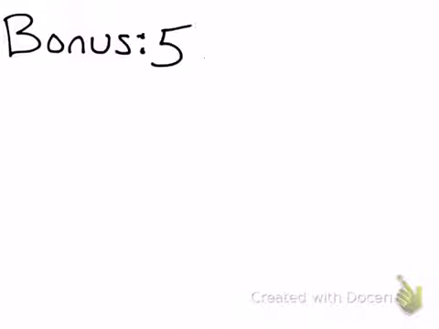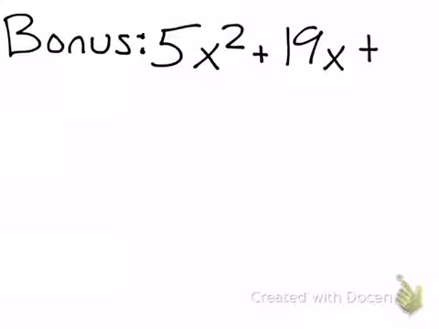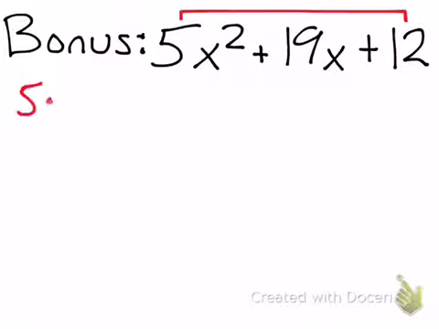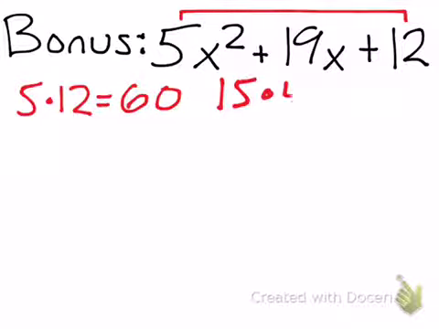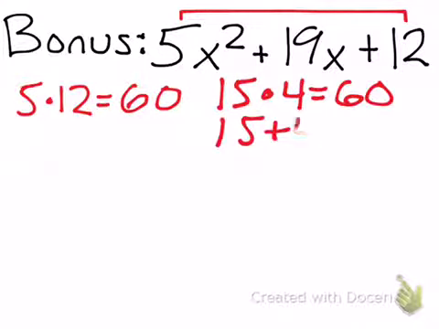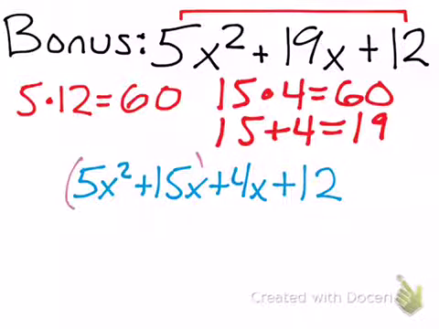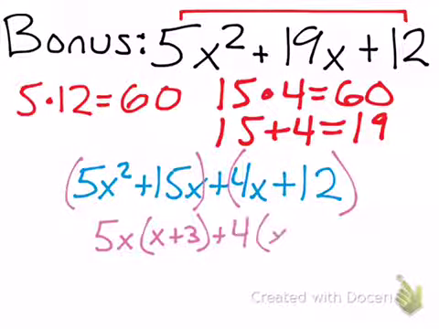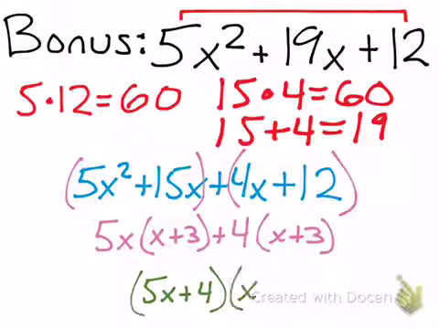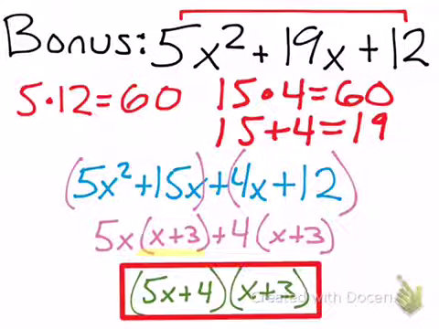Lastly, the bonus. The bonus was just a problem where you had to do the A times C factoring method, so 5 times 12, that's 60. And then the factors of 60 that can add to make 19 and multiply to make 60 are 15 and 4. So split 19x into 15x and 4x, and then group and factor out GCFs, and then your answer will be the 5x plus 4, and then the x plus 3. And you know you were doing it correctly because you got the same binomial right there.